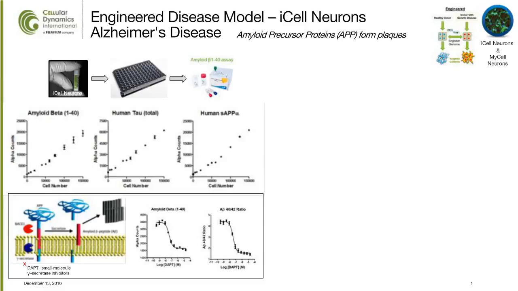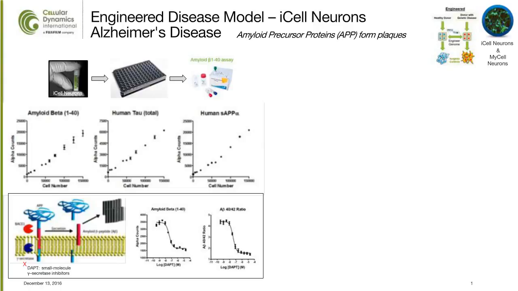And once you have those in hand, you can plate them onto plates and then use regular assay kits to assess the amount of different protein levels. In this case, we're looking at amyloid beta, human tau, or human soluble APP alpha. And we can see that over an increasing number of cells in the culture conditions, we have increasing amounts of the protein.